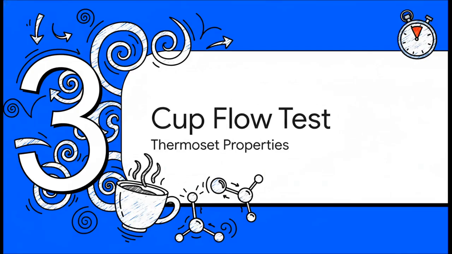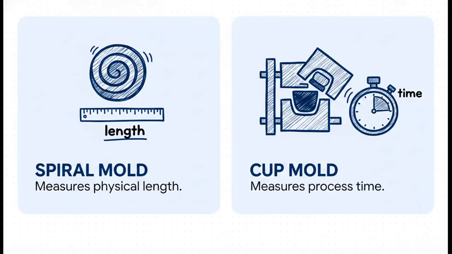Let's look at Section 3, the cup flow test. Often, the exam will try to trick you by asking you to compare the 2 tests for thermosets, so you need to know the exact difference. The spiral flow test measures the flow length using a spiral mold to assess viscosity. The cup flow test, on the other hand, measures flow time and completely cured time using a cup-shaped mold.